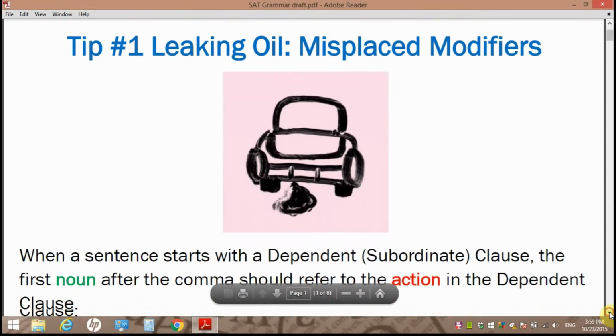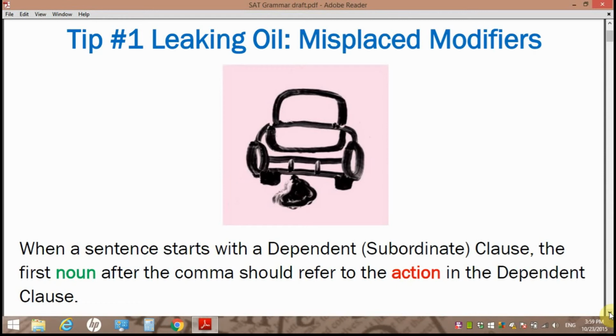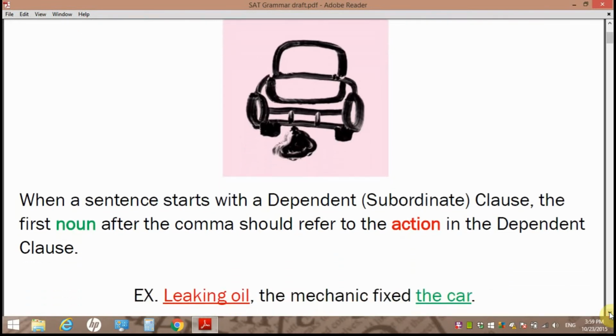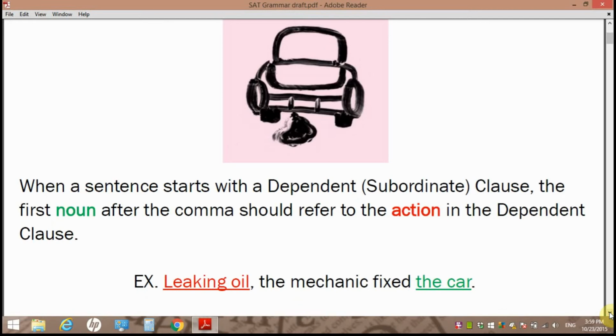So when a sentence starts with a dependent clause, which you'll remember from our last lesson is a clause that cannot be a standalone sentence, the first noun after the comma should refer to the action in the dependent clause. Leaking oil, the mechanic fixed the car. So leaking oil is the action that's happening in the subordinate or the dependent clause. The mechanic is the first noun after the comma. But is the mechanic the one leaking oil? I don't think so. In this situation, the car is the one leaking oil.